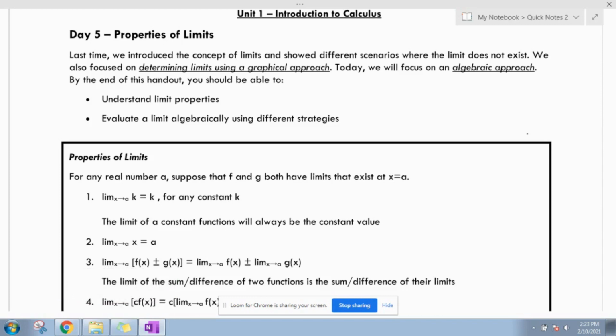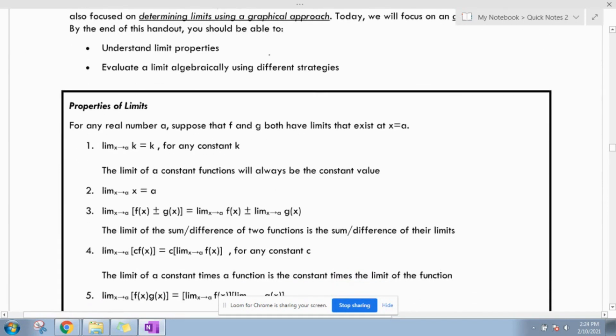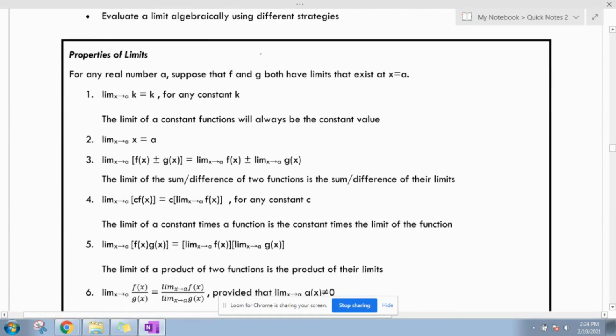There's a couple of properties that are important for you to know so that come time when we solve limits, it'll be a lot easier. So let's take a look at some properties of limits. Starting off, it says for any real number a, suppose that for functions f and g, they both have limits that exist at x equals a. That's a very, very important part here. So let's start off by talking about our first property.